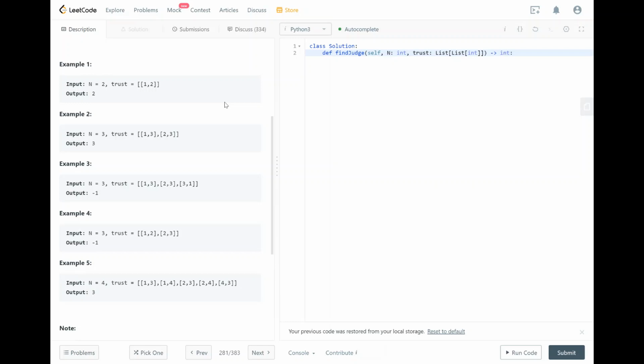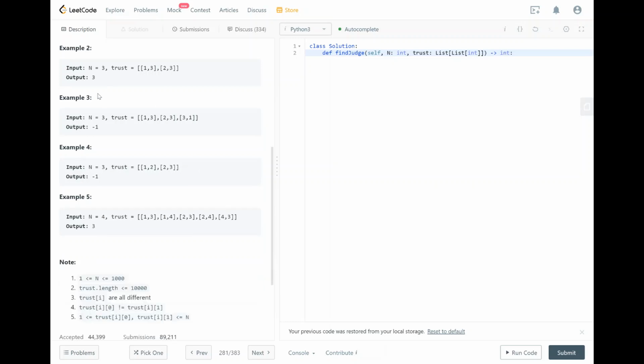What exactly is happening here? So we have a town with 2 people, that's n equals 2. The trust, [1, 2], means person 1 trusts person 2. Now in this example, person 2 is trusted and person 2 trusts no one. Therefore, the output is 2. In example 2, we have a town with 3 people, n equals 3. For trust, 1 trusts 3, and 2 trusts 3. So 3 is trusted by everyone in the town, and person 3 trusts no one. Therefore, the output is 3.